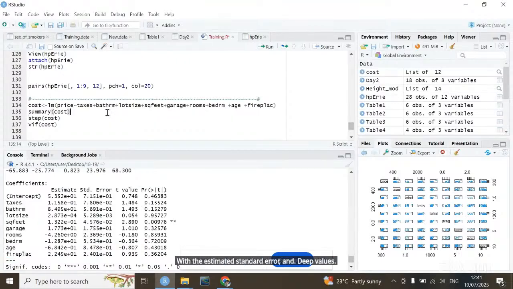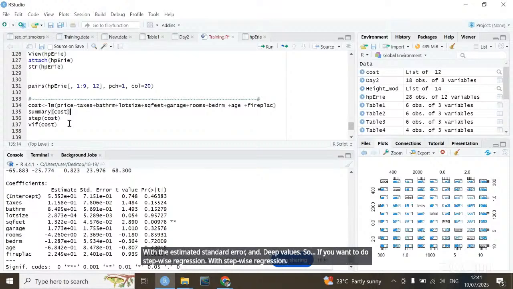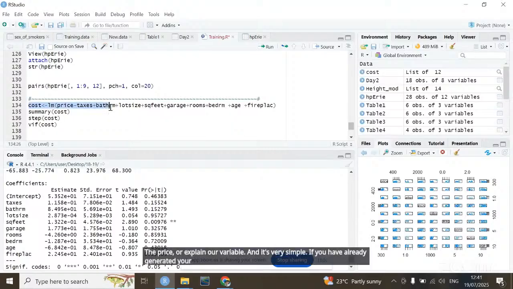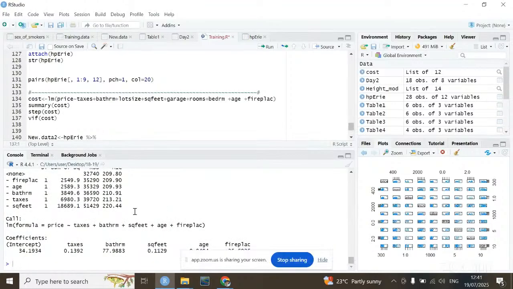So if you want to do stepwise regression, it gets for us the best equation or the best model which explains the price. And it's very simple. If you have already generated your model, you just write step, then the name of your model. We had 1, 2, 3, 4, 5, 6, 7, 8, 9 factors.